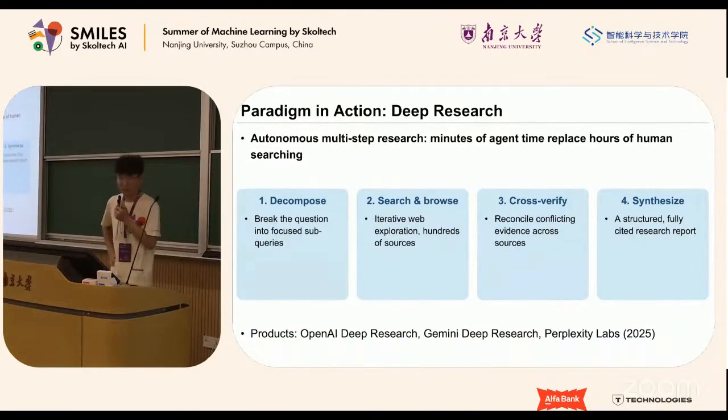A practical application of the agentic swarm paradigm is deep research, implemented in OpenAI Deep Research and Perplexity Labs. These tools automate a multi-step process. First, they decompose a broad question into focused sub-queries. Second, they perform multiple web searches from different sources. Third, they cross-verify and reconcile conflicting evidence across these sources. And finally, they synthesize the findings into a structured, fully cited research report, replacing hours of manual human search.